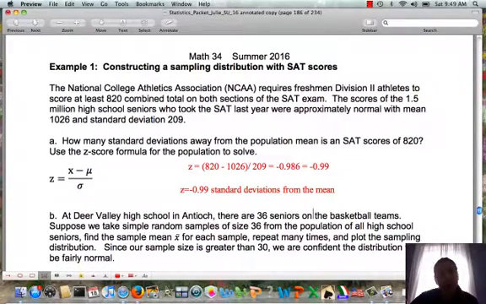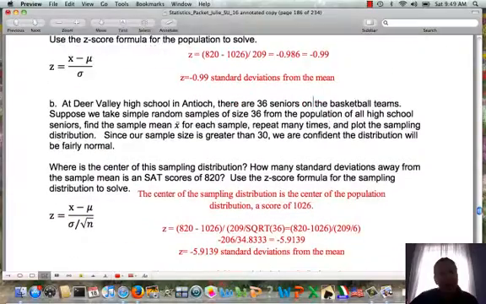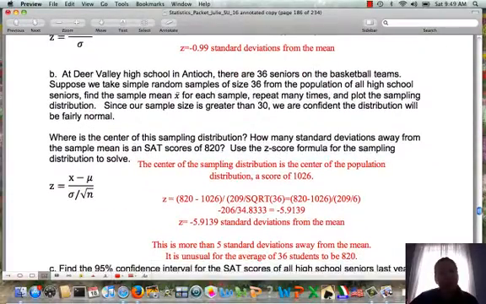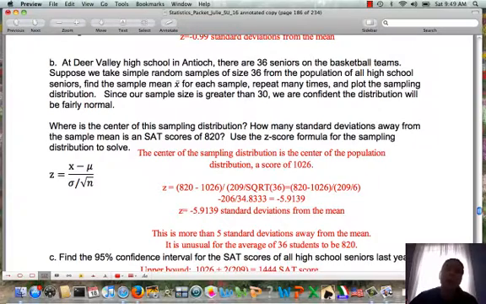Now in question B, we're told at Deer Valley High School in Antioch, there are 36 seniors on the basketball team. Suppose we take a simple random sample of size 36 from the population of all high school seniors, find the sample mean x bar for each sample, and then repeat this many times and plot the sampling distribution. Since our sample size is greater than 30, we're confident that the distribution is going to be fairly normal. A sample size of 30 is our cutoff to assume that the distribution will be close to normal.